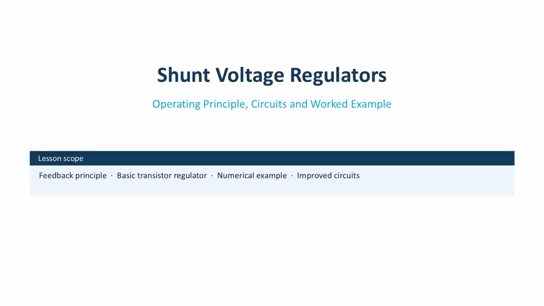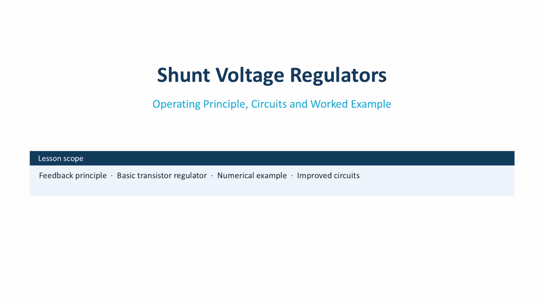Welcome to this lesson on shunt voltage regulators. A voltage regulator must keep the load voltage nearly constant even when the unregulated input voltage or the load current changes. In a shunt regulator, the control device is connected in parallel with the load. It corrects the output by diverting or shunting a controlled part of the available current away from the load.